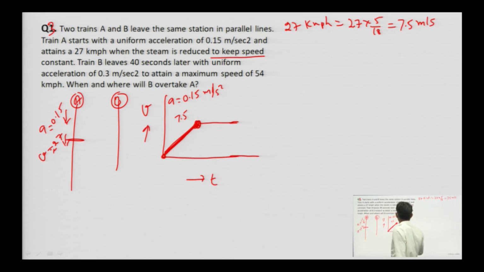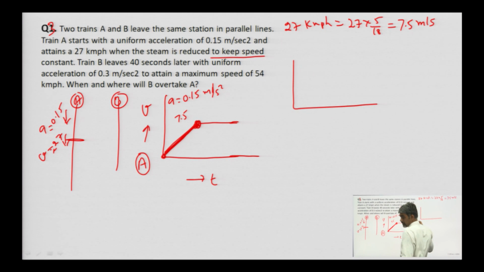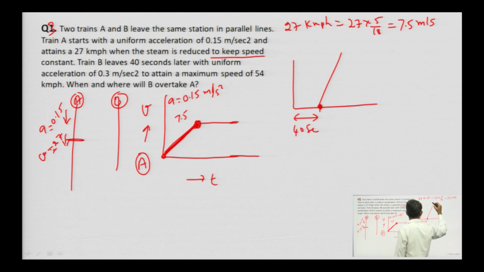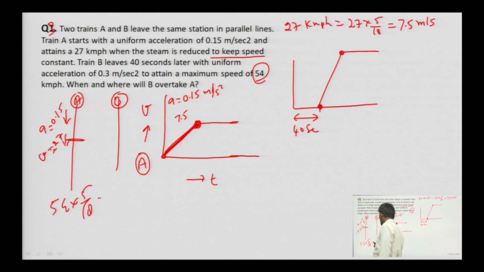Train B leaves 50 seconds later with uniform acceleration. This is for train A, and for train B, it starts after time 40 seconds, with uniform acceleration 0.3 meter per second square, and attains a speed of 54 kilometer per hour. 54 multiplied by 5 divided by 18 is 15, so 15 meter per second.